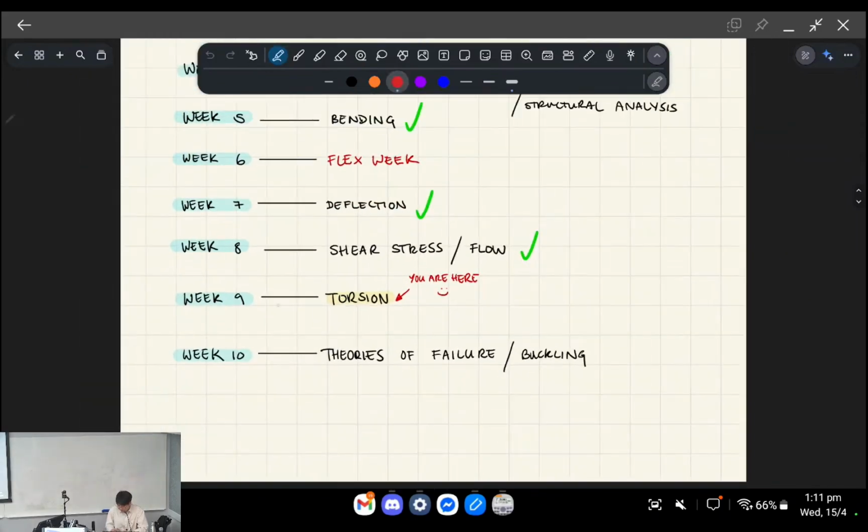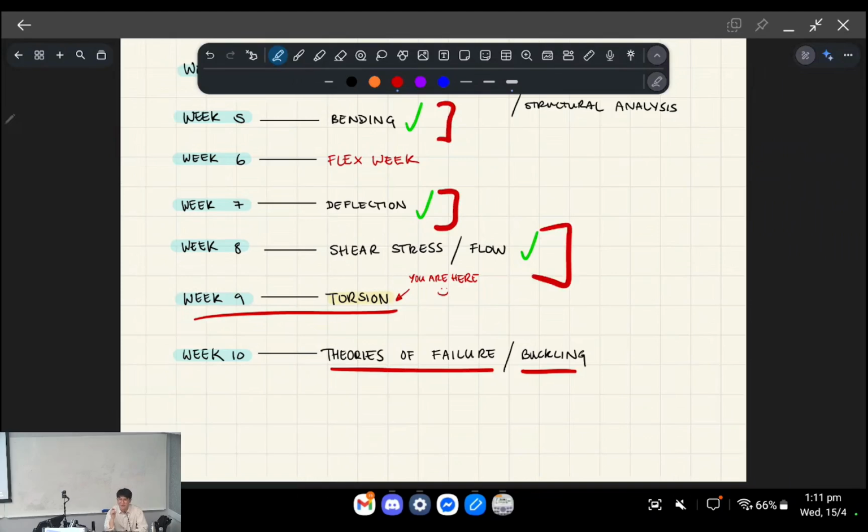So today we're going to be focused on torsion, and then next week we're going to be doing theories of failure and talking about buckling too. These last 3 topics are super easy. I'm not just saying that. I genuinely think if you can do bending, if you can do deflection, and you can do shear, you will be completely fine, okay? I don't even think this workshop today is going to take an hour. Maybe we'll finish in 1 hour or so.